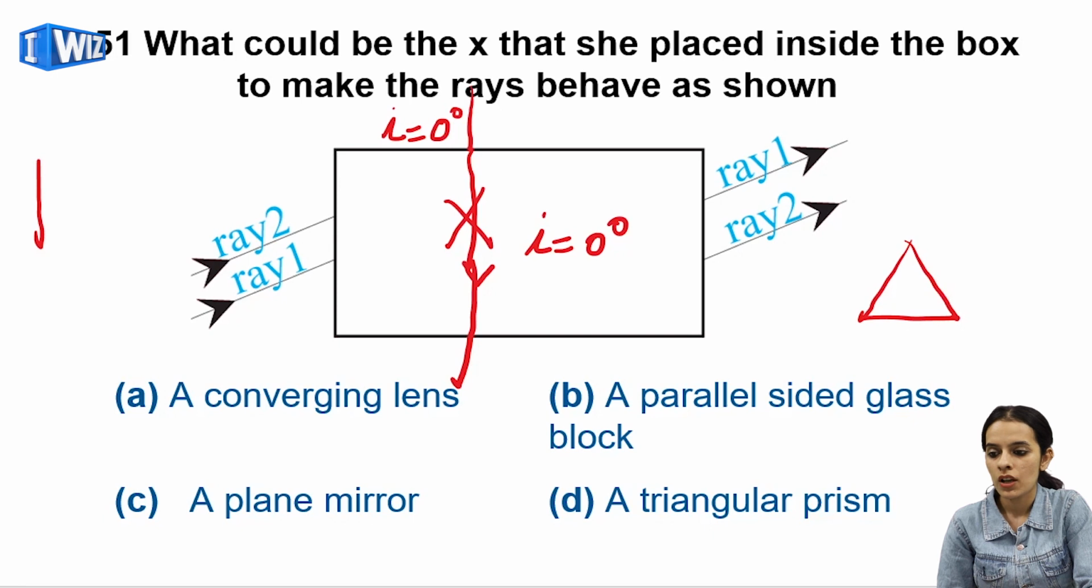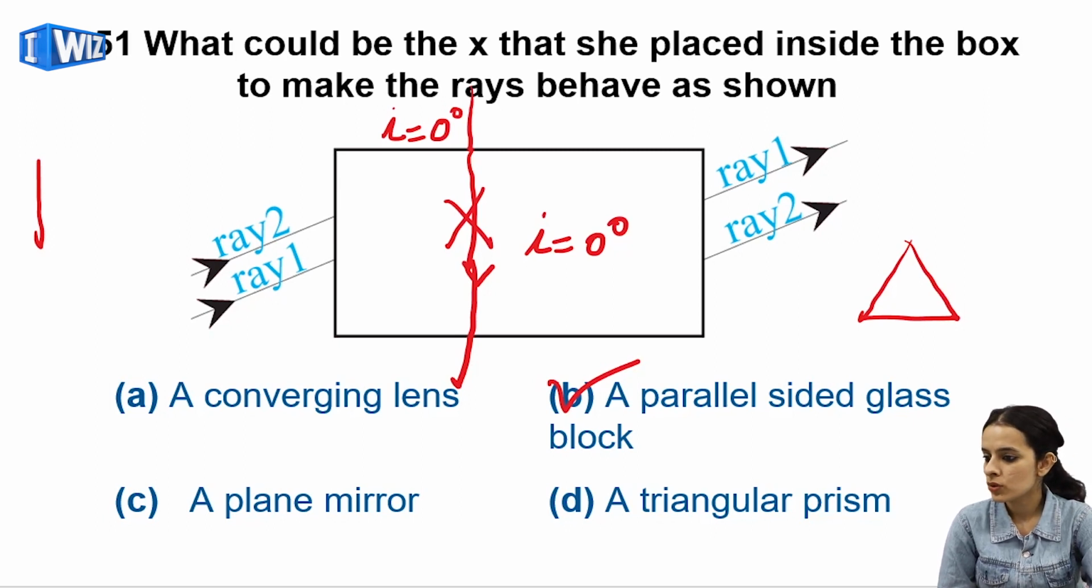So which type of surface is this central one? It's a parallel sided glass block. Clear? Okay students, let's move to the next question.